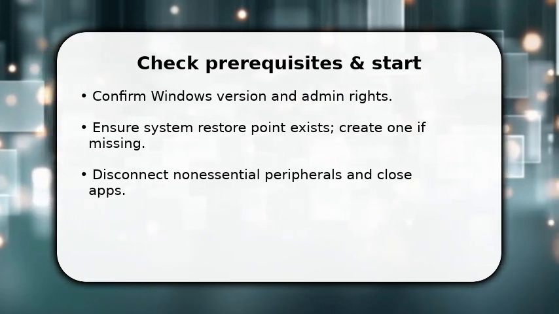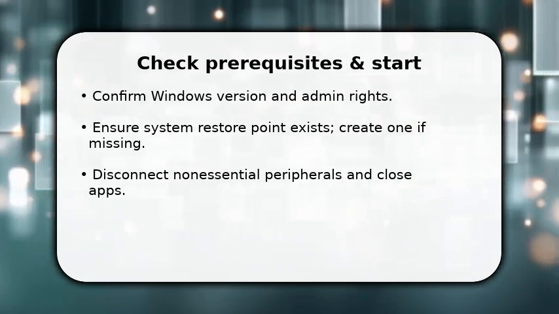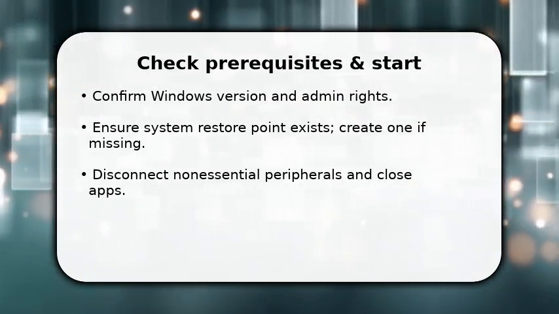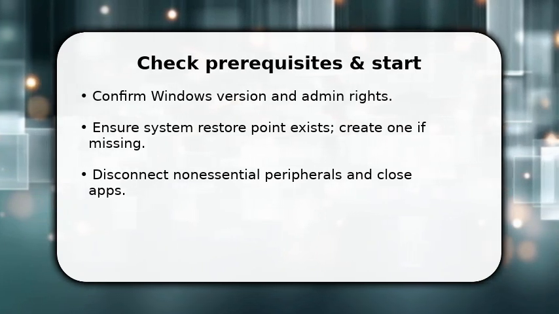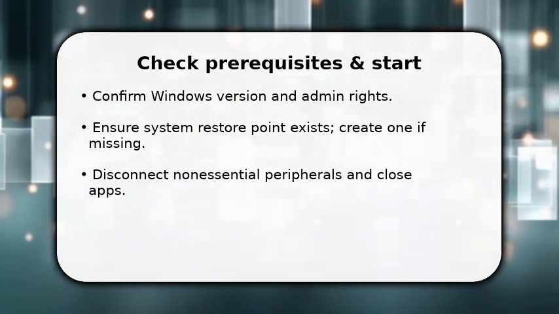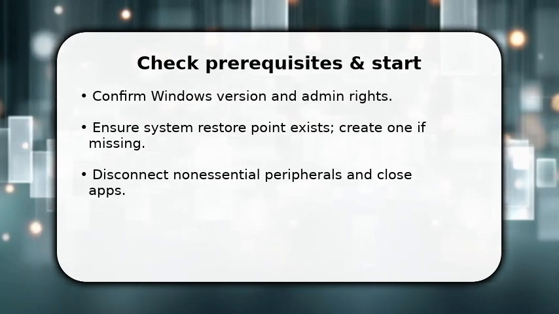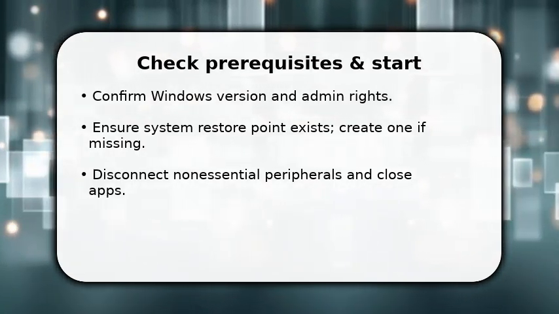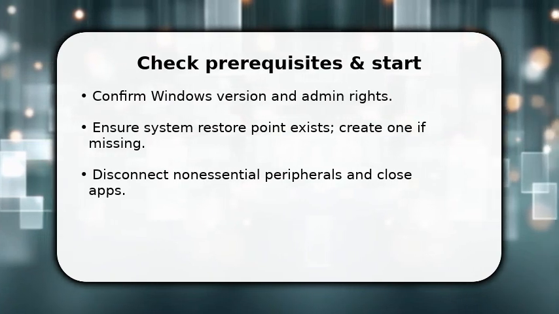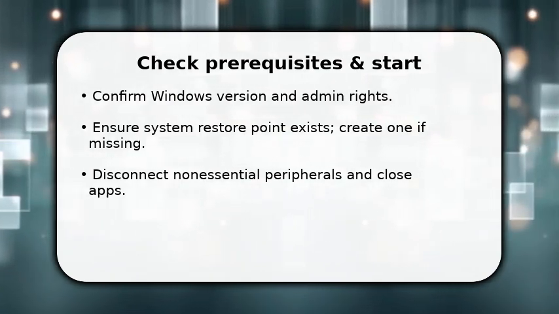Next, close all apps and disconnect printers, USB drives, and non-essential peripherals to avoid file locks. Now open Task Manager and stop any suspicious processes, because failing services often block Windows Security from opening. Proceed immediately to the next step to address service and file corruption.